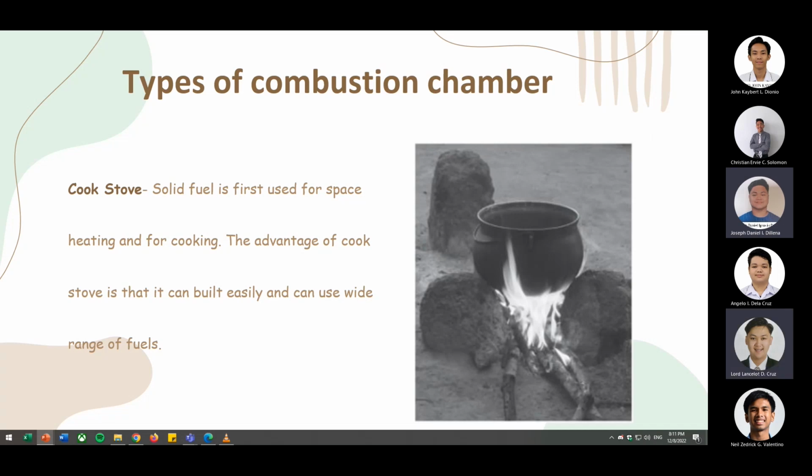Types of combustion chamber. Cook stove. Solid fuel is first used for space heating and for cooking. The advantage of a cook stove is that it can be built easily and can use a wide range of fuel. The image shows stones as a support for the pot, and the space below the pot is where the fuel is placed. This is known as open burning, and although it is easy to build, it is highly inefficient.